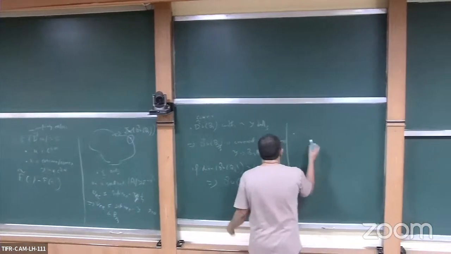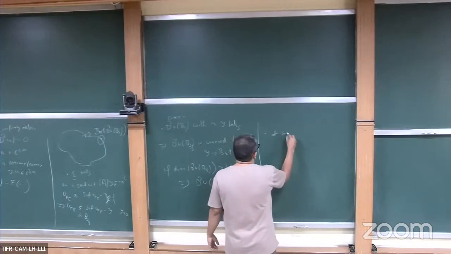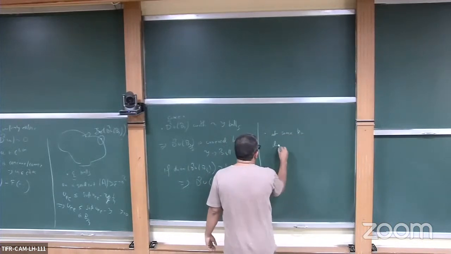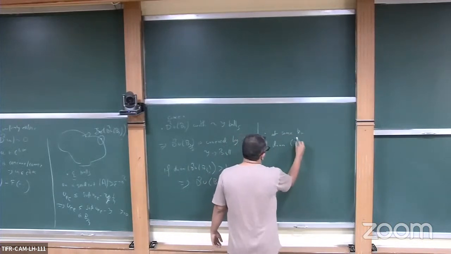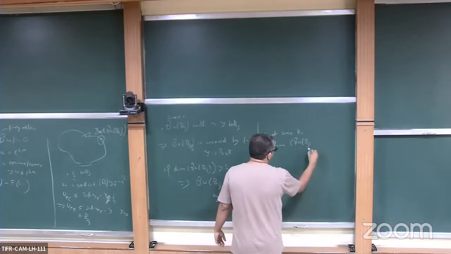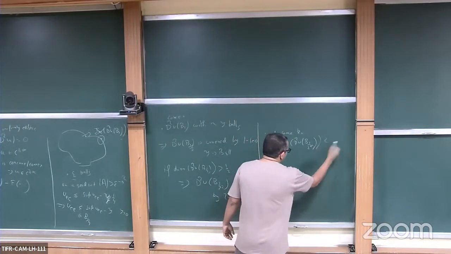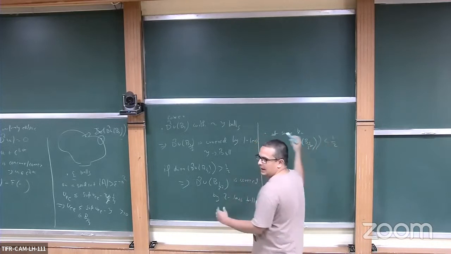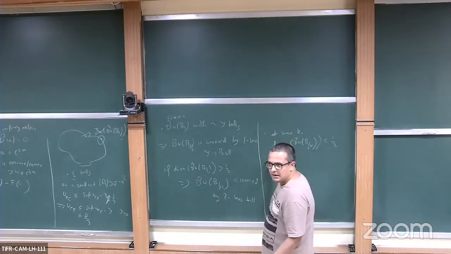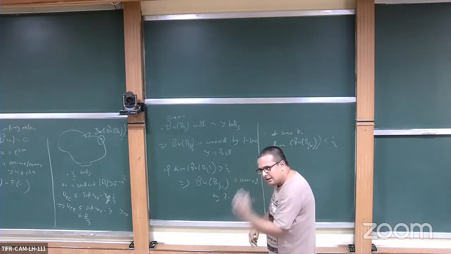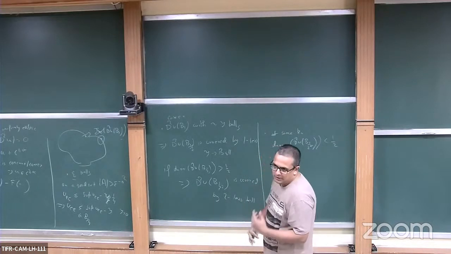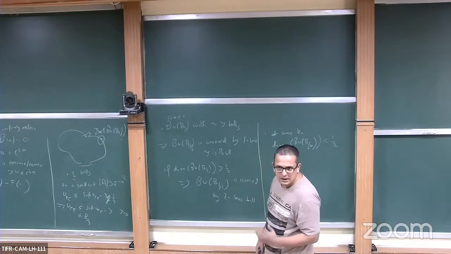the diameter at k0 is less than half. That means that at a universal scale, the oscillation has decreased by half. And then if you iterate this, what you get is D^2u is C^alpha.